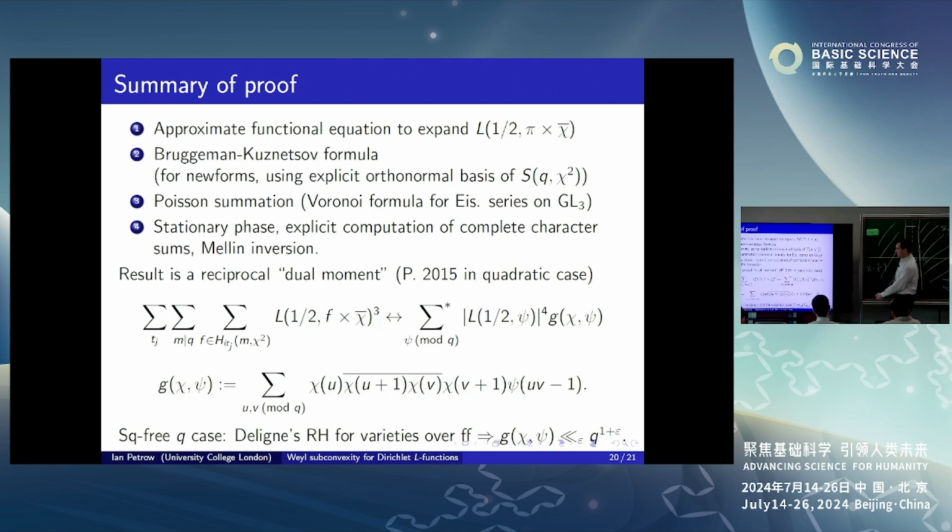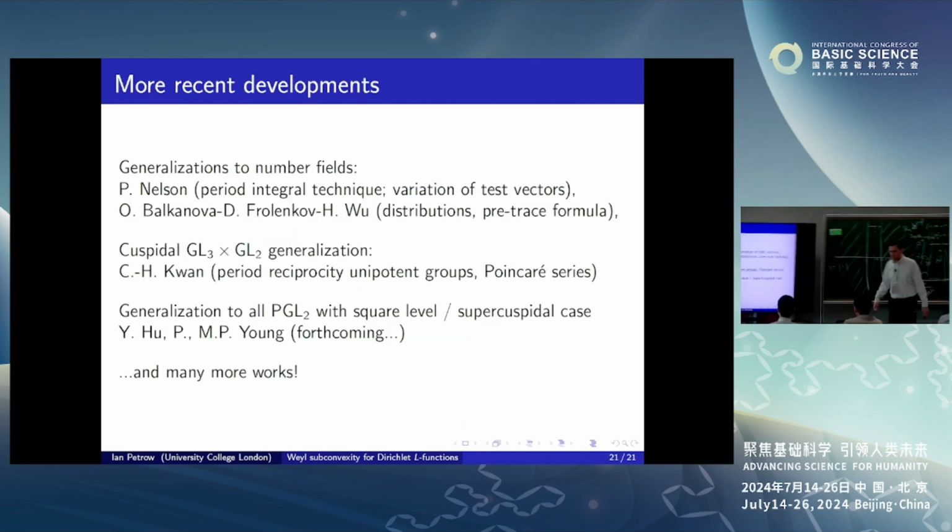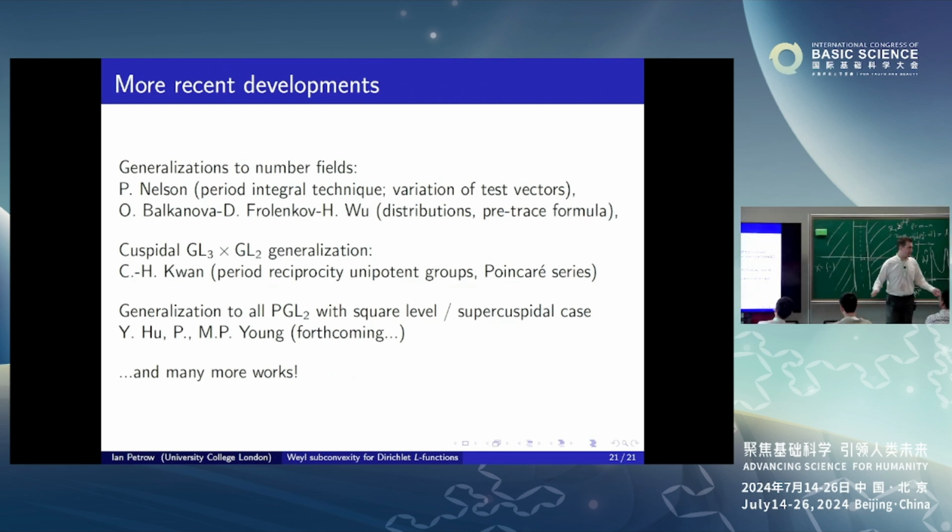Okay, so I'll just end by saying there's many more recent developments which I didn't talk about because I wanted to focus on the FSA paper. After we did this, there was some work by Paul Nelson and Balkanova, Ferlenkov, and Han Wu doing generalizations to number fields.